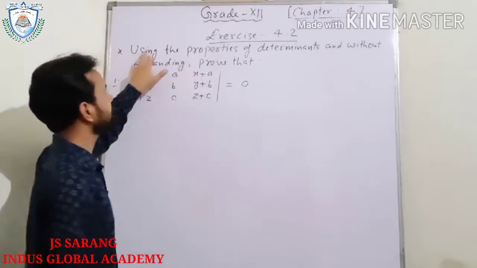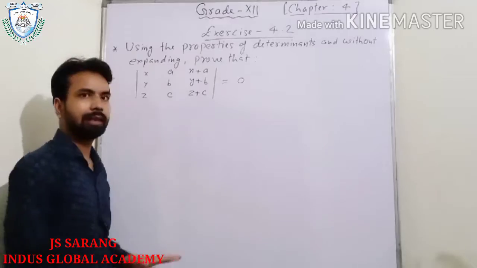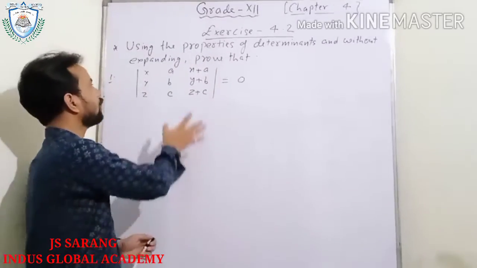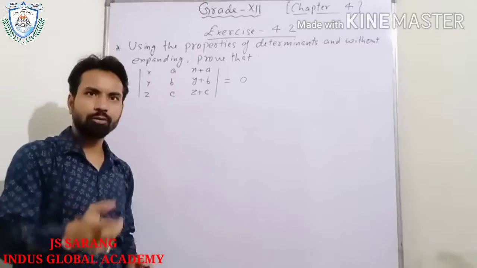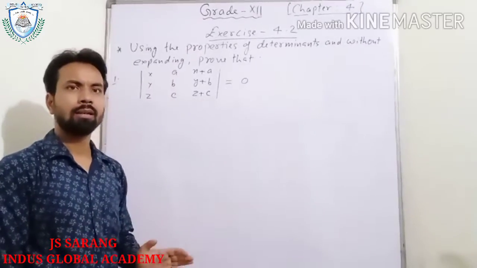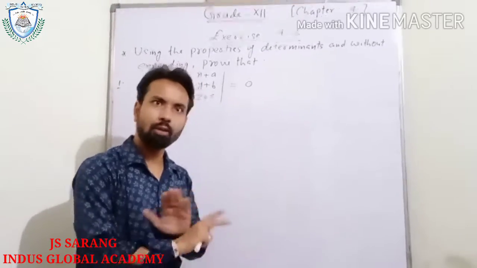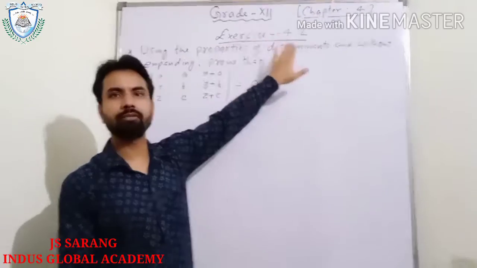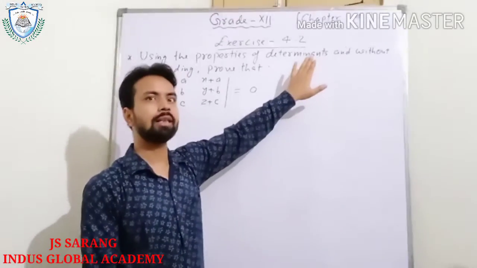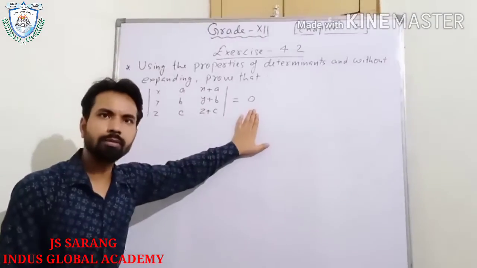So by using the properties of determinant and without expanding, now we will not expand this determinant, the method by which we solved exercise 4.1. We will use the properties of determinant. After using the properties of determinant, we will have to prove the value of this determinant is equal to 0.